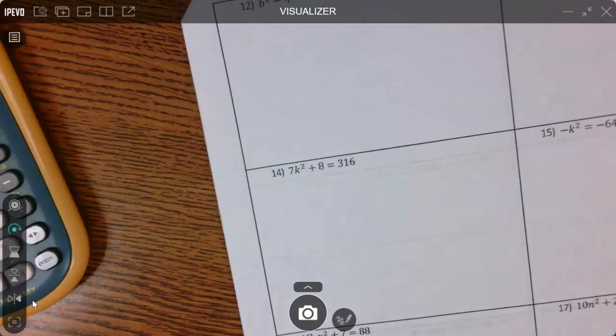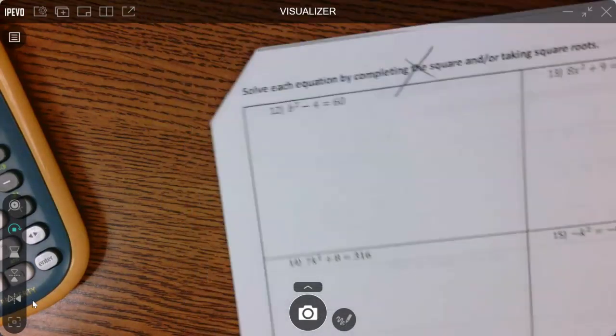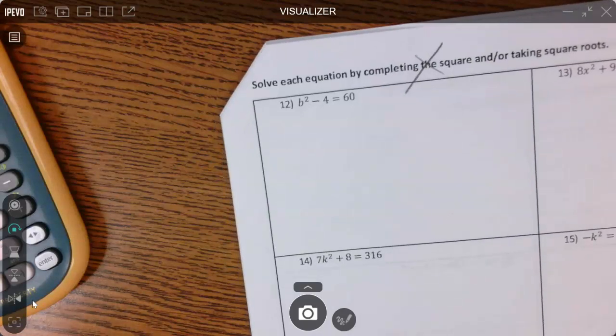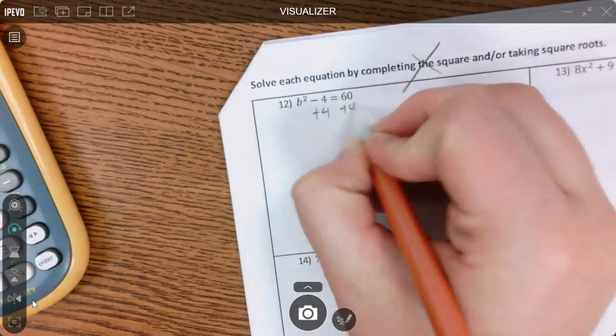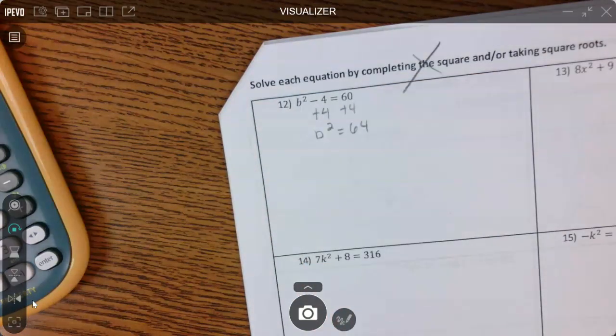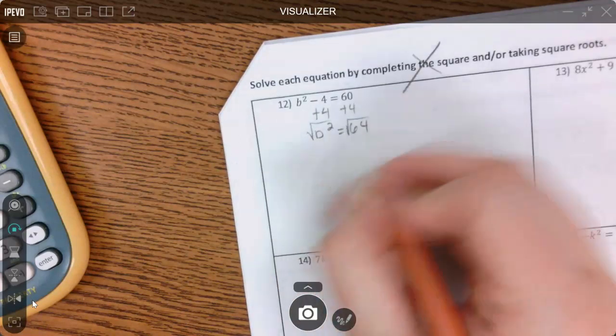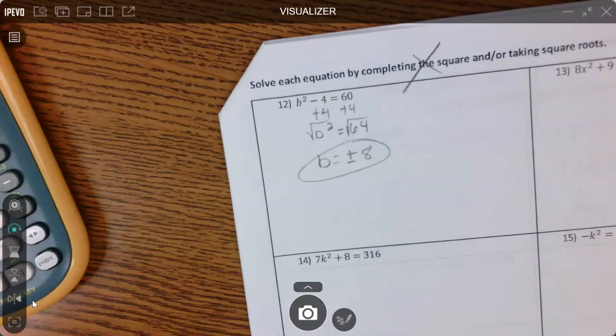Okay. The next page, I wanted you to cross out completing the square. And we're going to focus on 12 through 17. So on 12 through 17, we are going to solve by taking the square root. So you want to isolate whatever is squared. So on number 12, what you have to do is you have to isolate that b squared. So we're going to add 4 to both sides. We get b squared equals 64. When it's isolated, you can take the square root on both sides. So b is just positive or negative 8, and that's your answer.